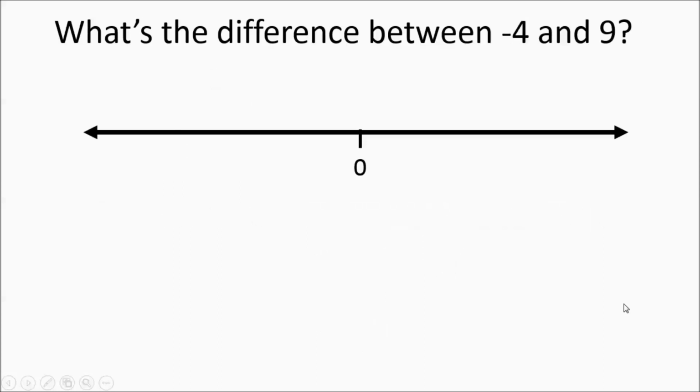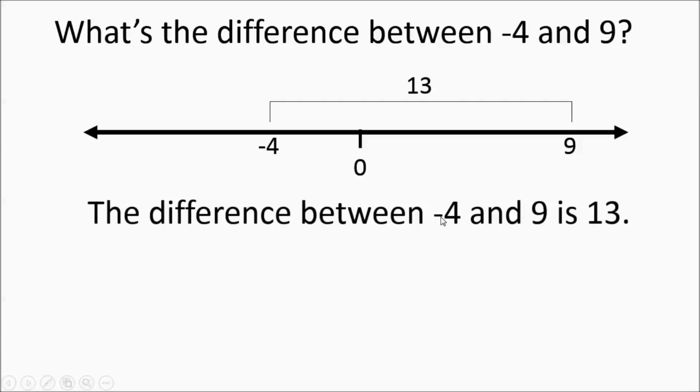Now we're going to find the difference between -4 and 9. Well, -4 is to the left of 0, 9 is to the right of 0. We're not going to want to subtract these two values. We actually want to look at these two values and add them. -4 is 4 away from 0, 9 is 9 away from 0, so we're adding their absolute values. So the difference between -4 and 9 is 13.